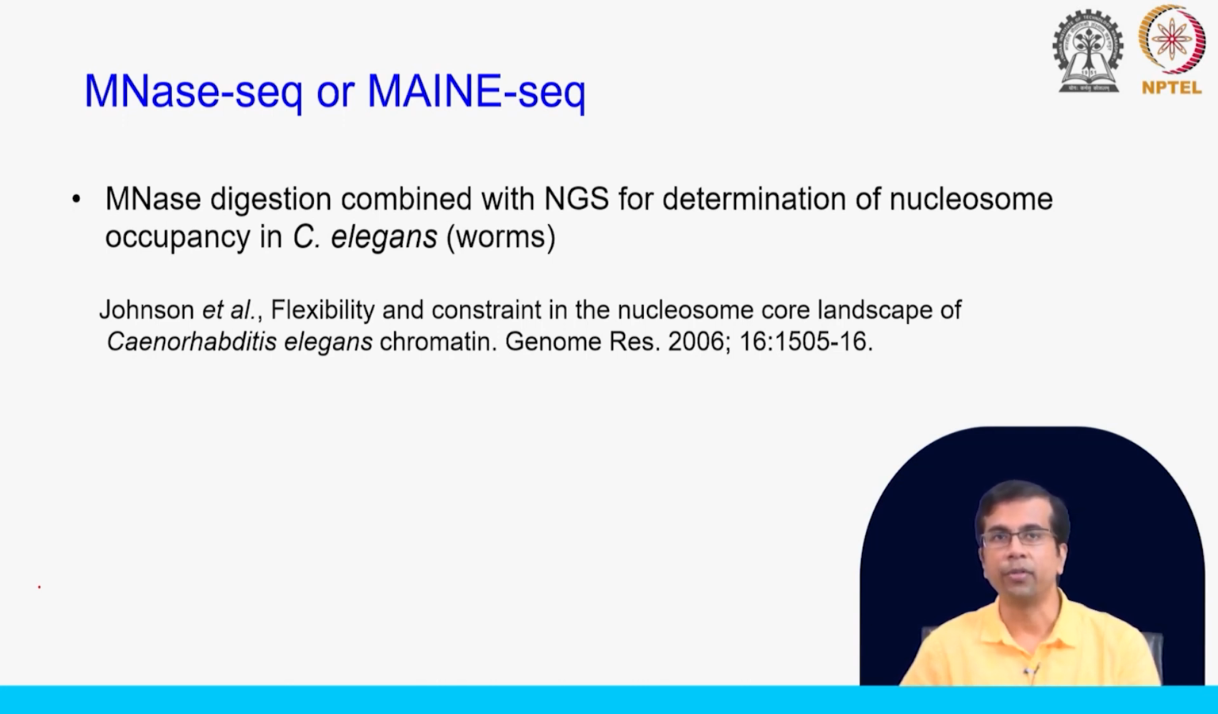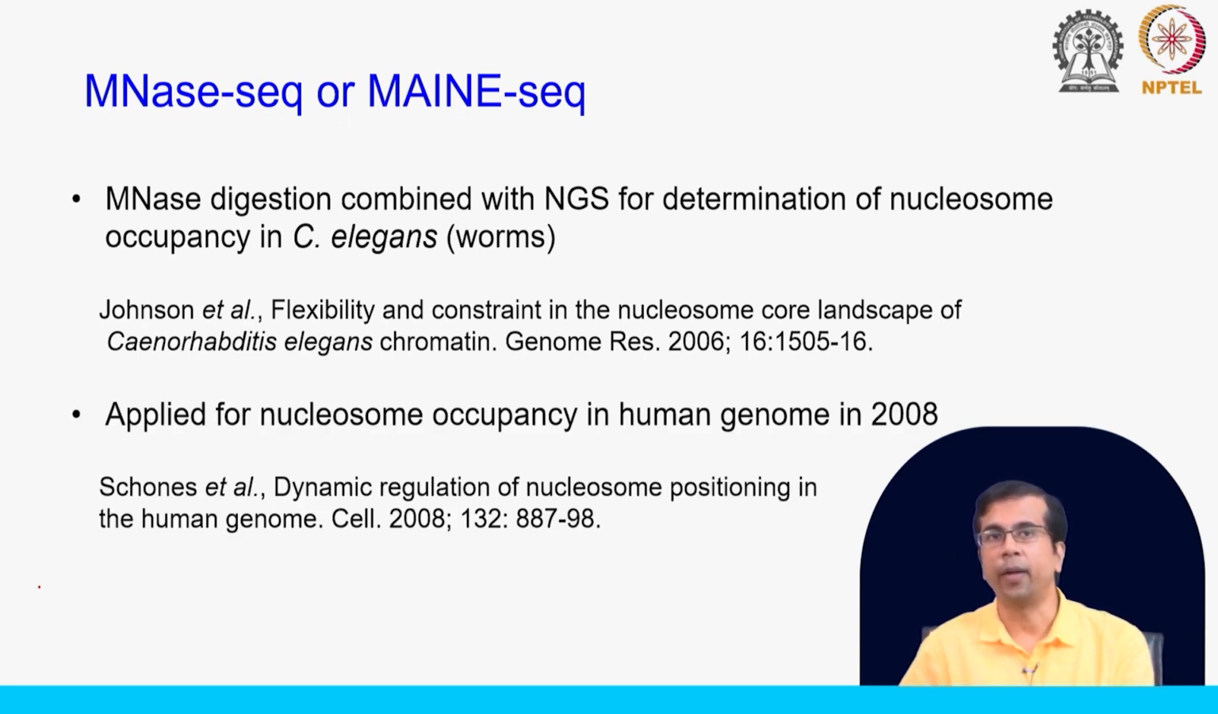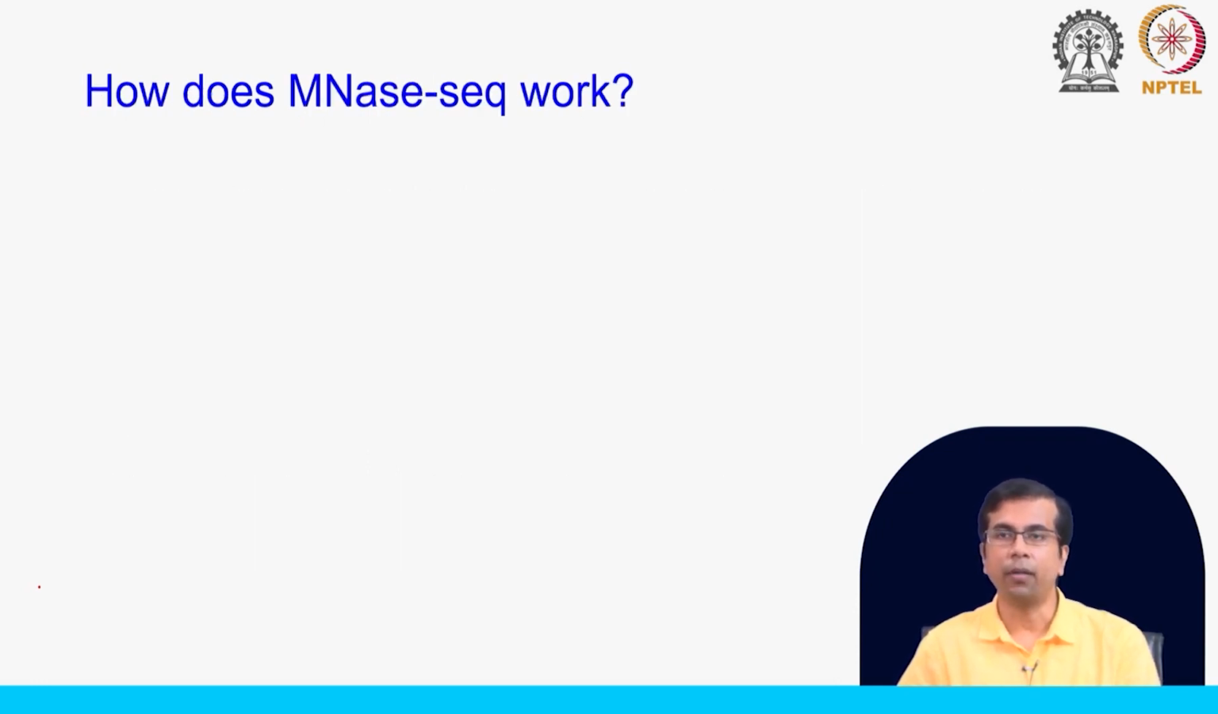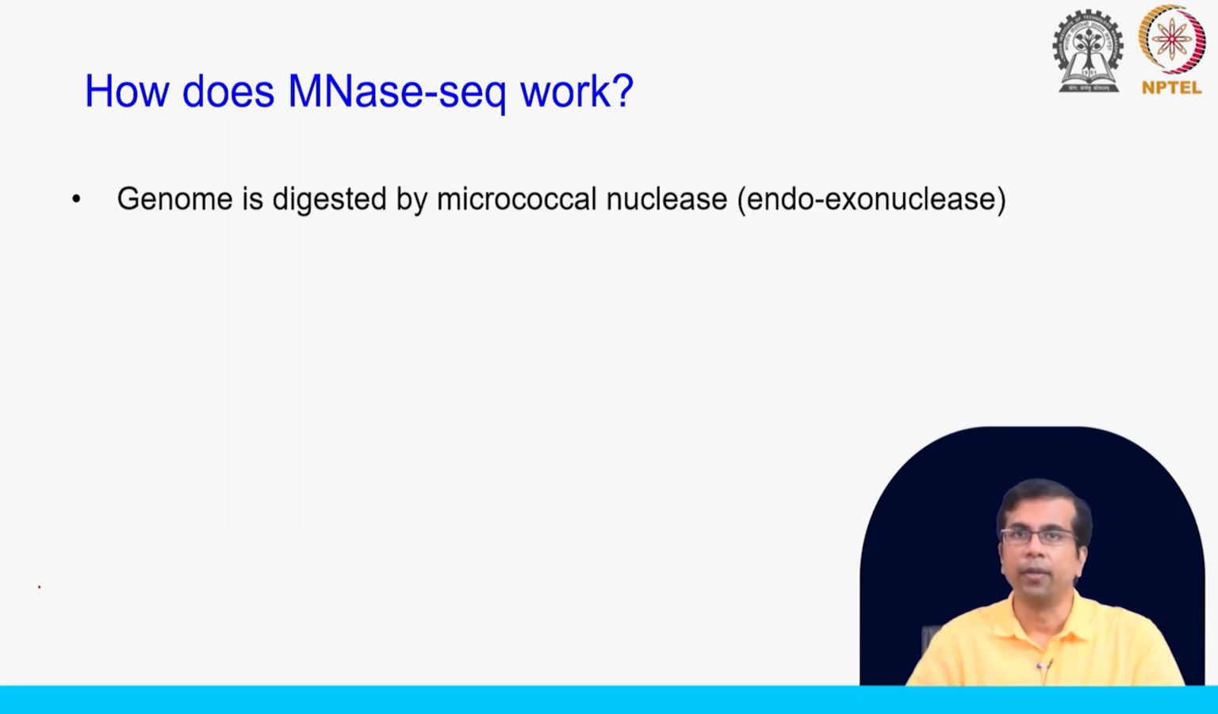Okay, so when we talk about nucleosome occupancy, we are looking at where nucleosomes are bound in the genome. Again, this relates to open chromatin and closed chromatin conformation. And this method was then applied to the human genome, also looking for nucleosome occupancy, in 2008 in this paper that is mentioned here. So, how does MNase-seq work, right? This is where we understand the process. In the first step, we digest the genome with micrococcal nuclease. Okay. This micrococcal nuclease is an endo-exonuclease.